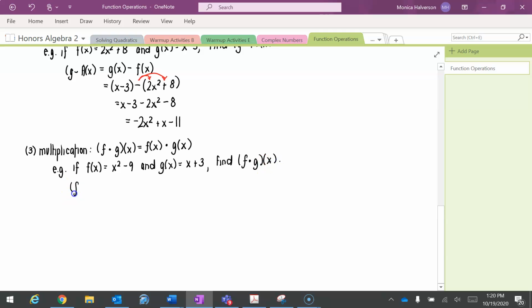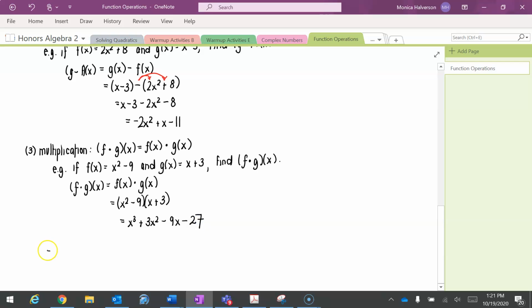So what that means is that we are literally multiplying the two functions together. So we're going to do the substitution, x squared minus 9 times x plus 3. And in order to do this multiplication, we're going to have to use FOIL and the power rule. And get x to the third plus 3x squared minus 9x minus 27. And that is our final answer.